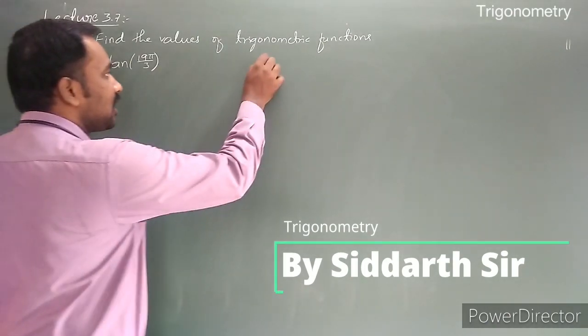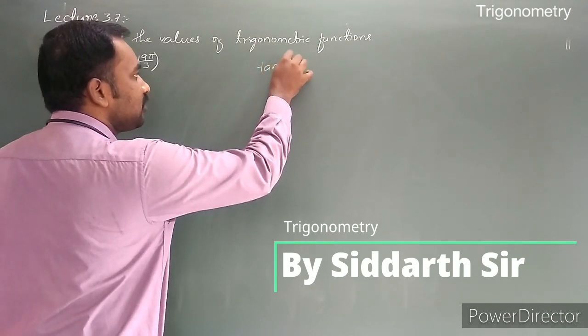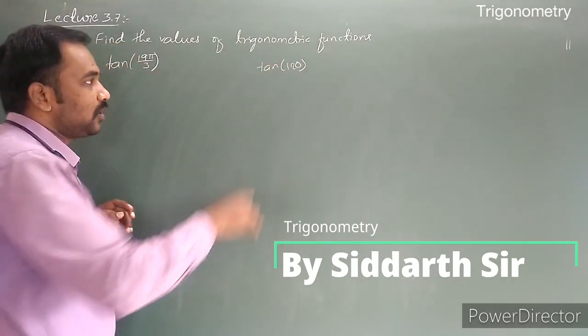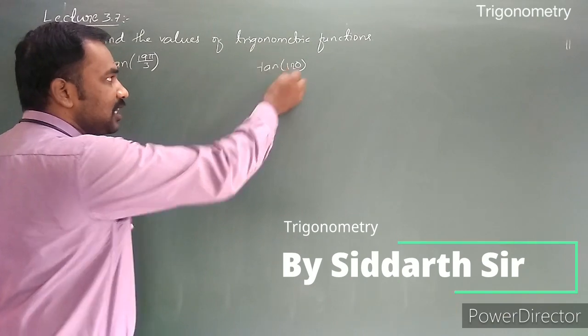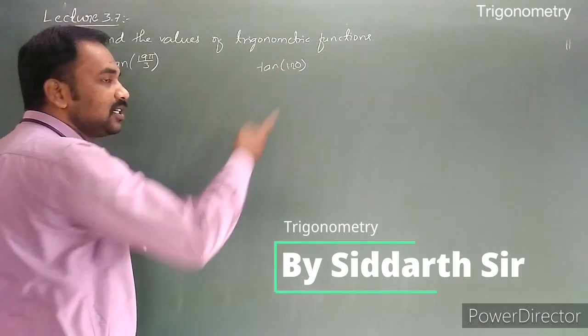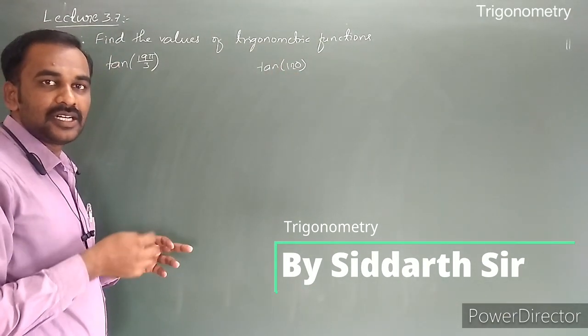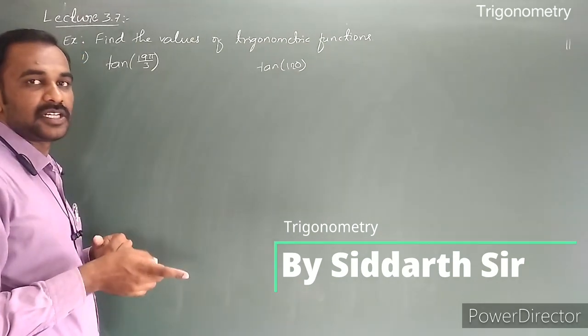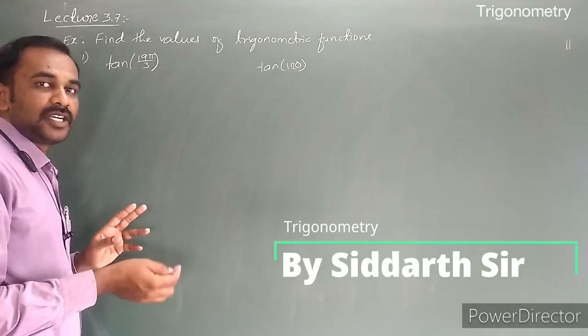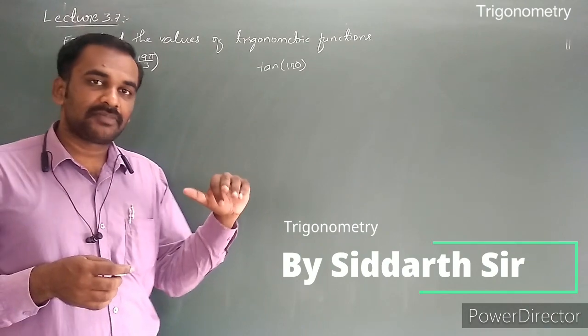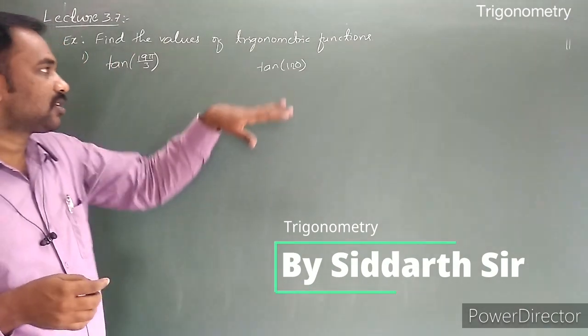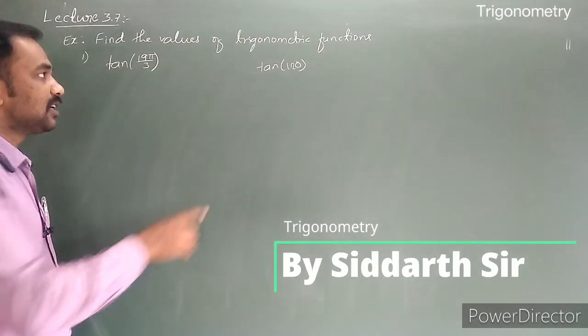Suppose the tan of 120. Tan of 120 we can split. It is not a standard angle. We split it into the standard angle using the allied angles 90 plus theta, 90 minus theta, 180 plus or minus theta, 270 plus or minus theta, 360 plus or minus theta, like that we split it.